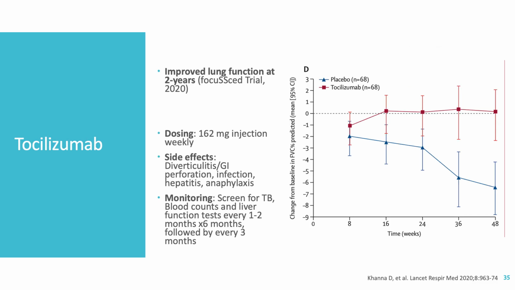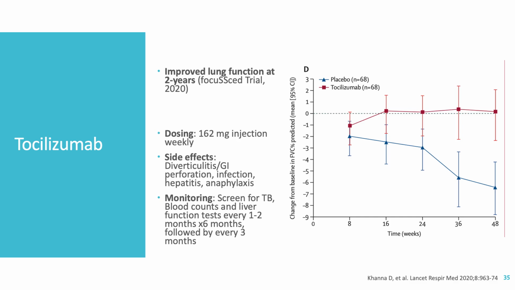Tocilizumab is a more recent medication that had a trial in 2020 supporting its use in scleroderma, and it's shown improved lung function at 2 years. Here's a graph from the FOCUSed trial that looked at this medication back in 2020 and compared it to placebo, and you can see that tocilizumab line on the top, patients had significantly less of a change in their lung function from baseline compared to those in the placebo group, who you can see lost lung function over time.